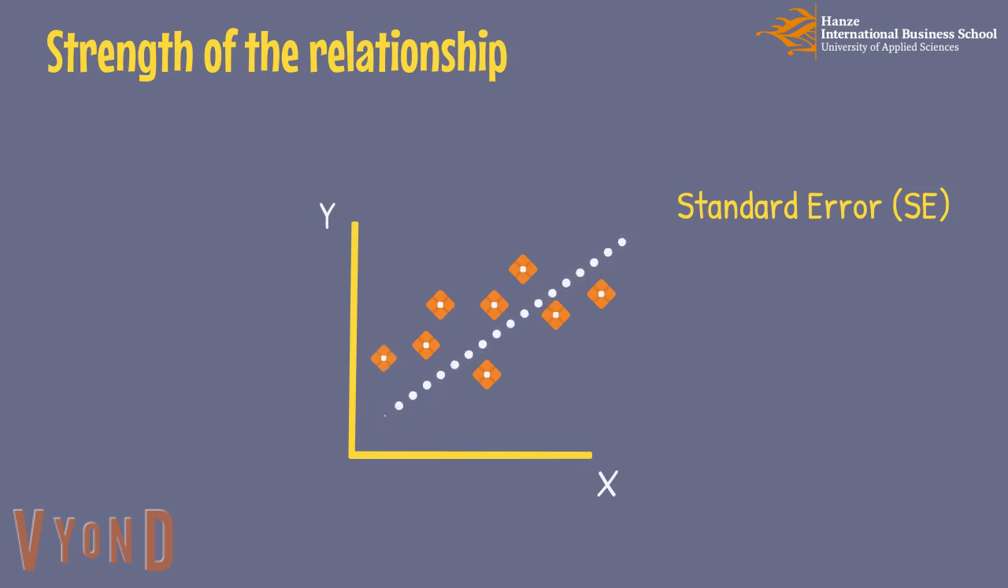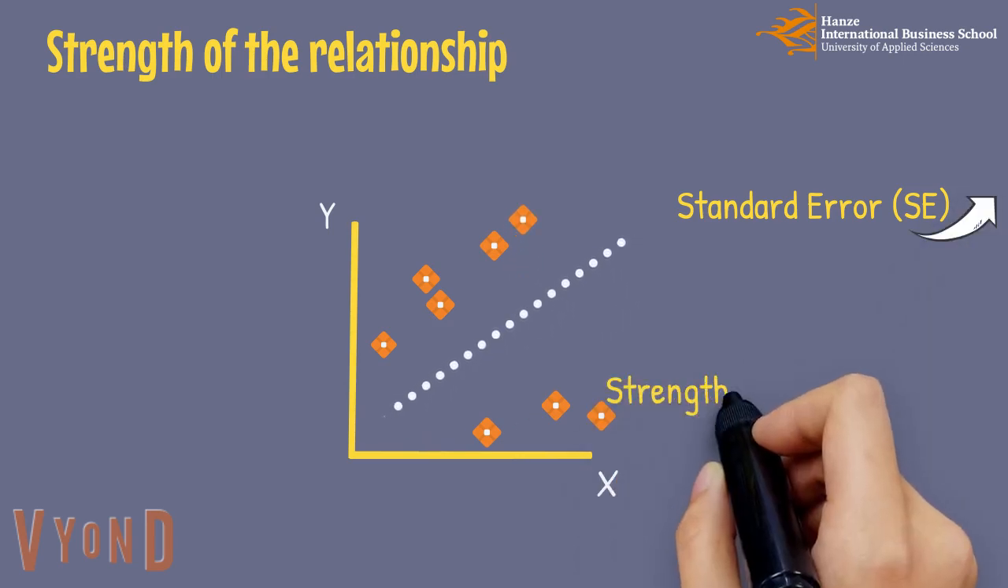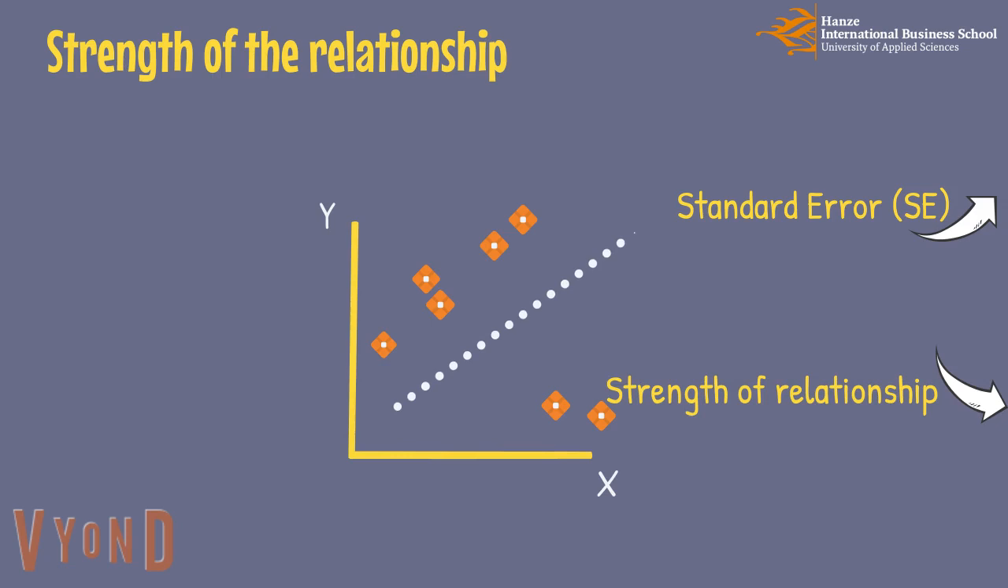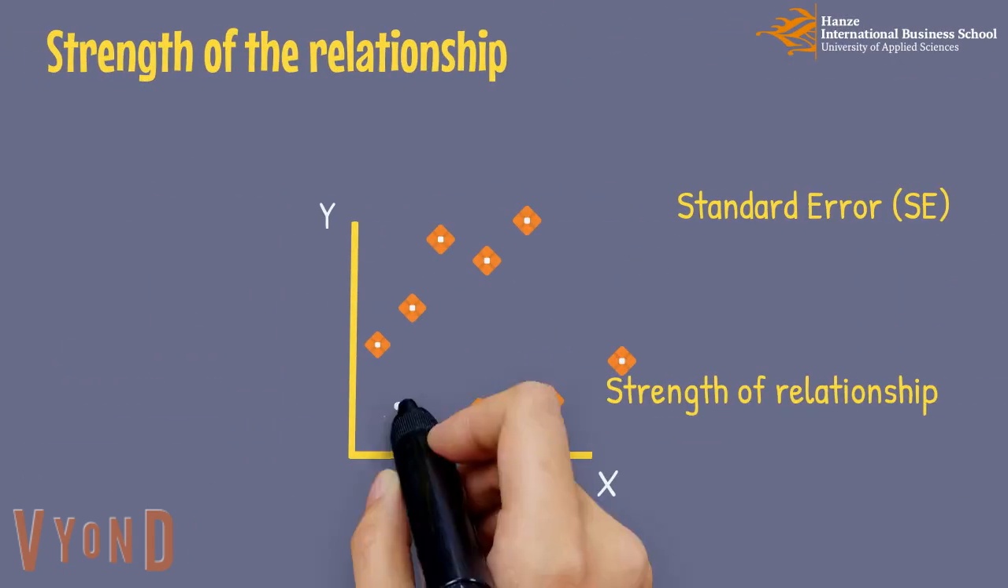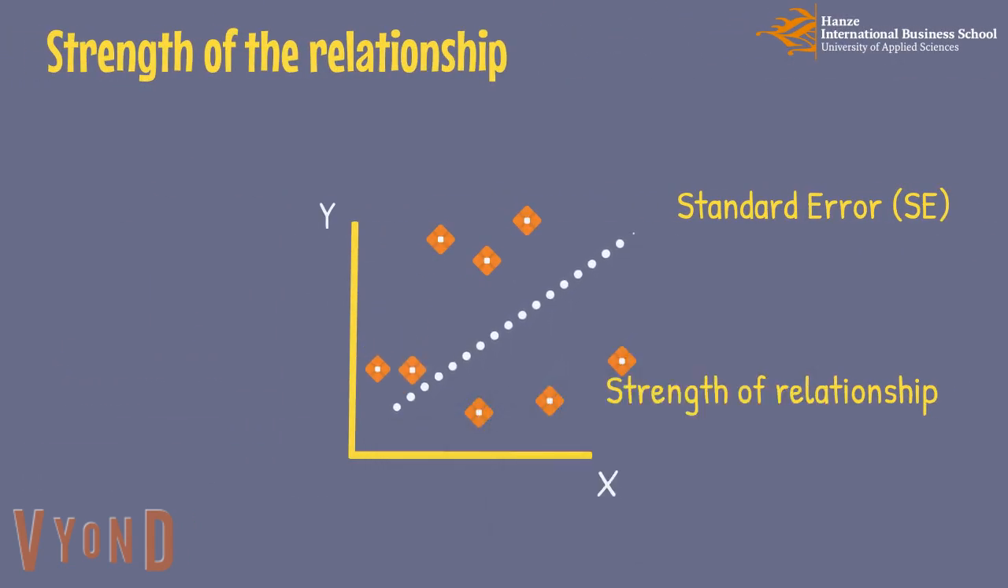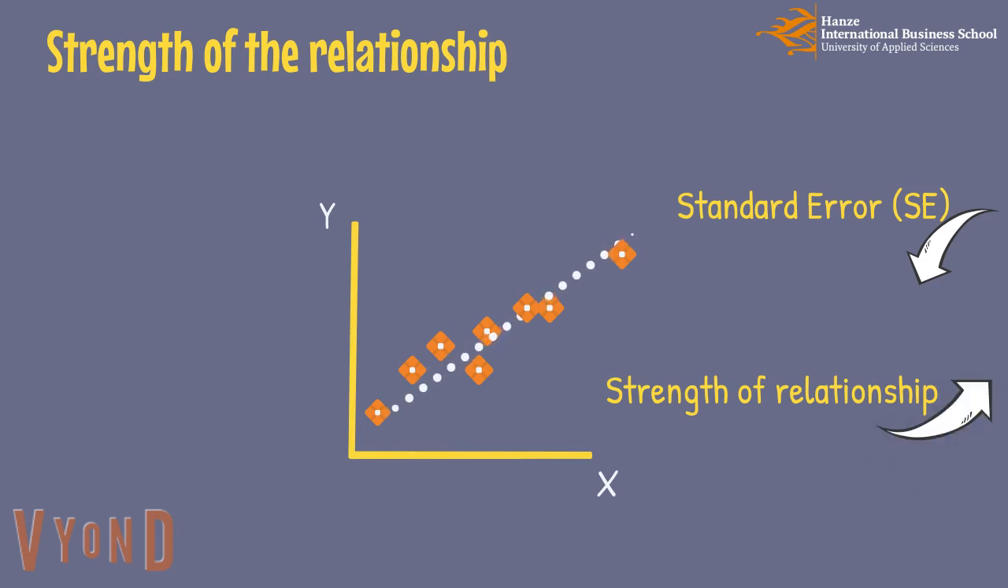If the data points deviate from the regression line, the standard error tends to increase, and the relationship tends to become weaker. In contrast, if the data points tend to cluster closely around the regression line, the standard error tends to decrease because the data scattering decreases, while the strength of relationship increases. The relationship between the two variables gets stronger.